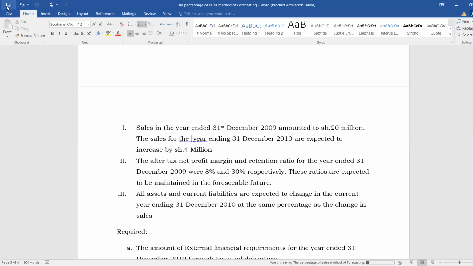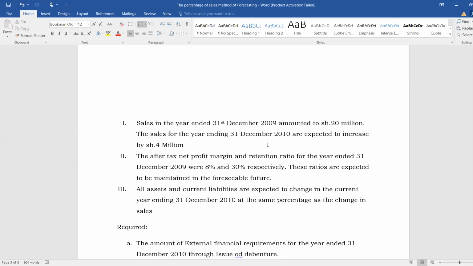Does that mean hata amekupatia increase in sales? So that means the total sales for the year 2010 is ngapi? How much are the forecasted sales for the year 2010 now? Total? 24 million, si ndio? Kama sales for the current year is 20 million and sales will increase by 4 million, it then means total sales for the year 2010 are forecasted at 24 million. But if you take 24 minus 20, you'll find the increase in sales.